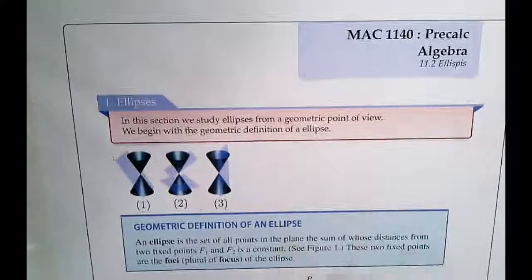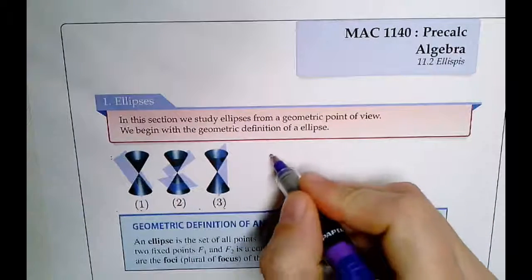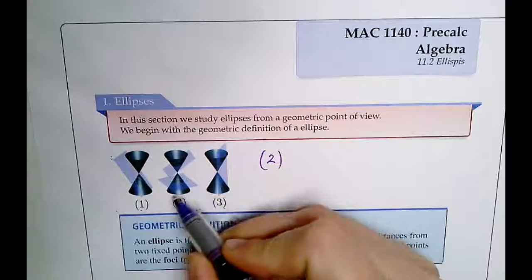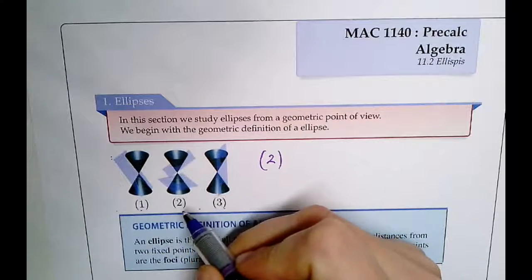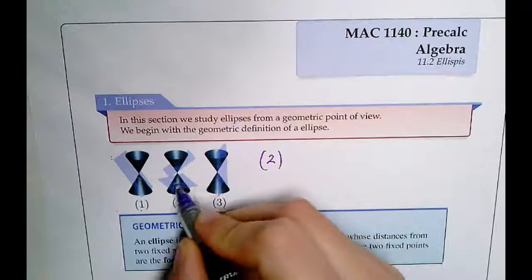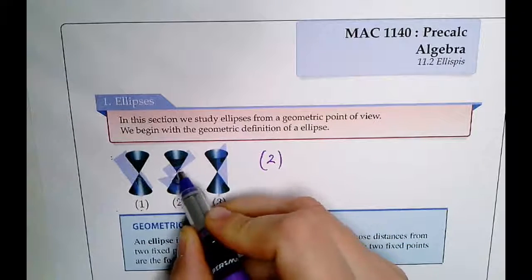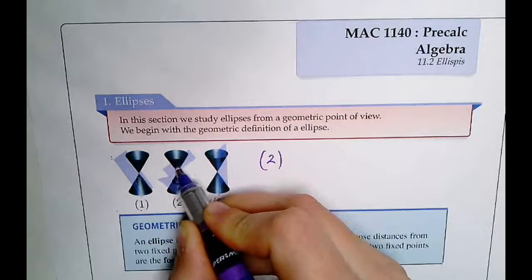All right, the next conic section we're going to look at is an ellipse. An ellipse happens, it is of this type 2, when you cut a cone with a plane like this. You're going to have a circle, and when you cut it at an angle, you're going to have an ellipse.